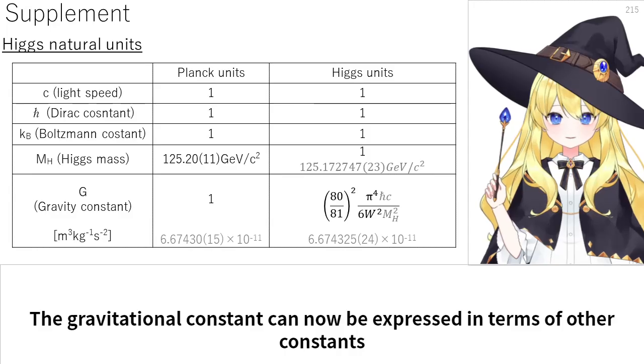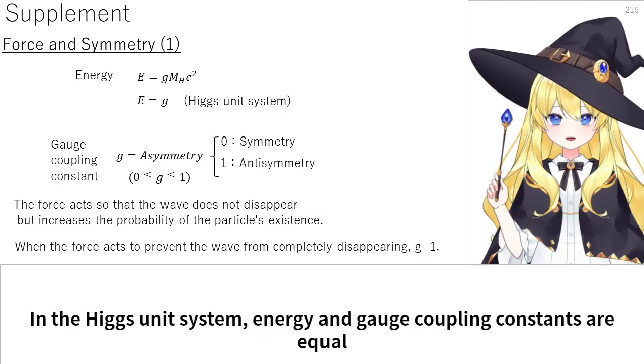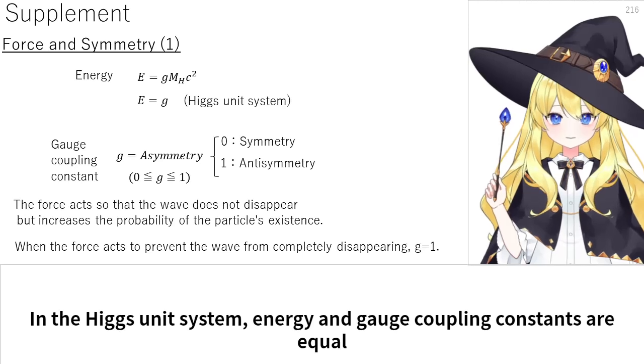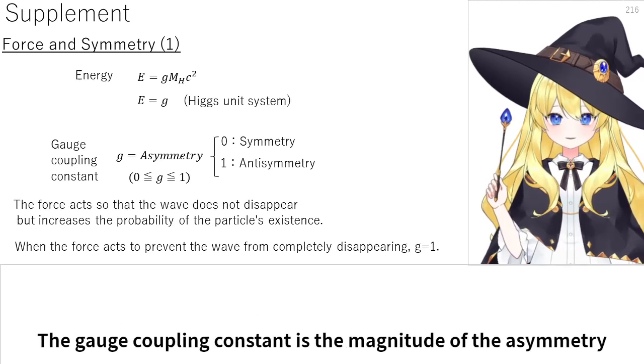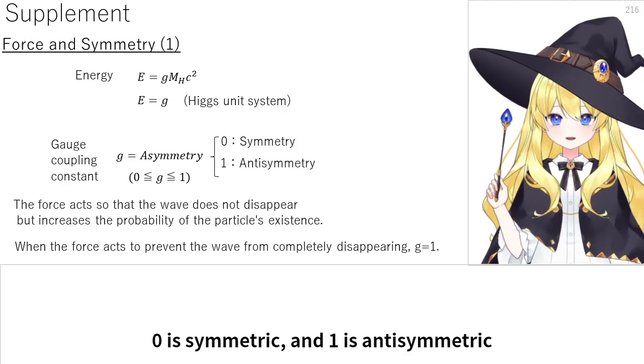The gravitational constant can now be expressed in terms of other constants. Energy and gauge coupling constants can be converted in terms of the Higgs mass. In the Higgs unit system, energy and gauge coupling constants are equal. The gauge coupling constant is the magnitude of the asymmetry. The asymmetry is a value between 0 and 1. 0 is symmetric, and 1 is antisymmetric.